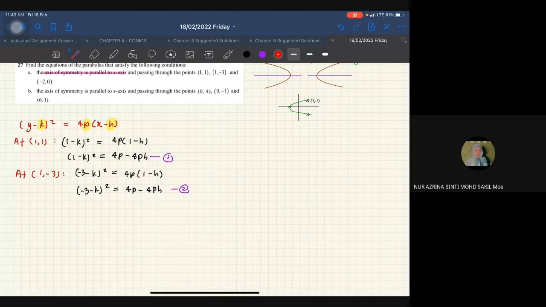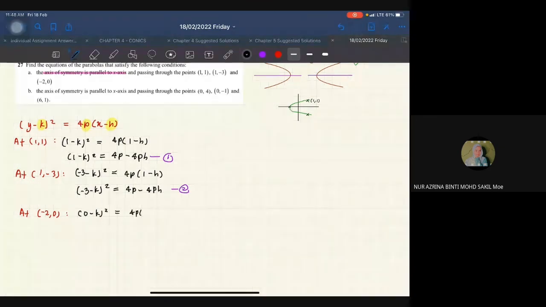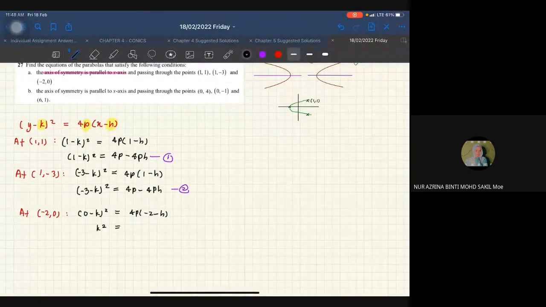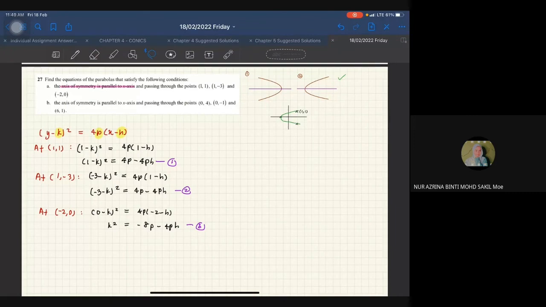Okay, last one I have at point negative 2, 0. Right, so I will have 0 minus k square is equal to 4p times negative 2 minus h. Okay, so simplify, awak dapat k square sama dengan negative 8p minus 4ph. This is your third equation. Settle. Okay, so kita dah ada 1, 2, 3 equation.